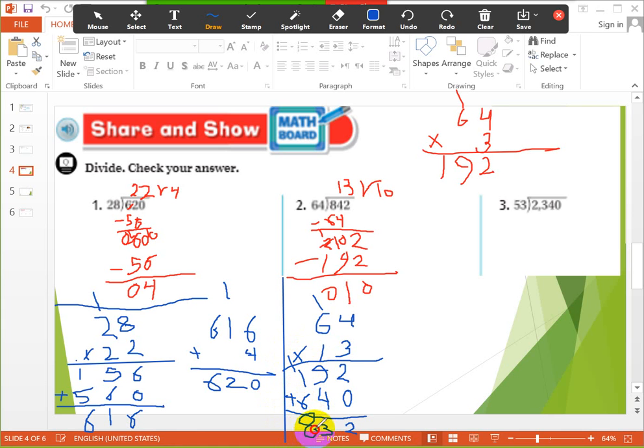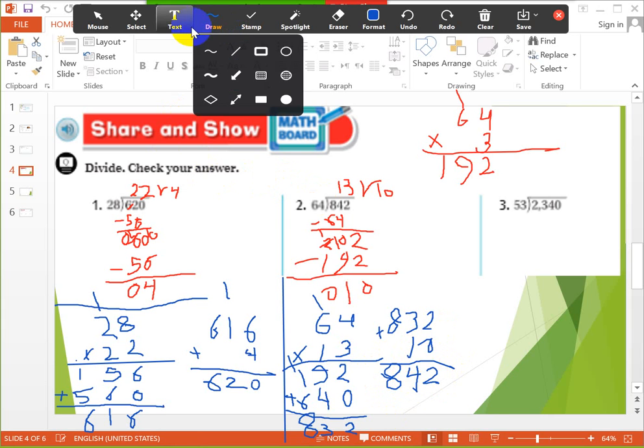Look, the answer is what? 832. So if you add the remainder, I have to add the remainder. The remainder is 10. Add 10, so the answer will be 842. So the same dividend, that means my answer is correct.